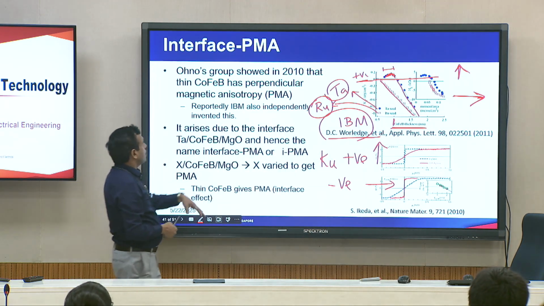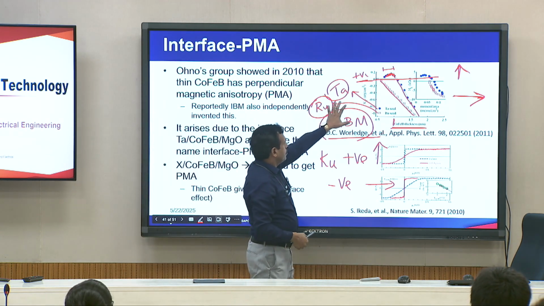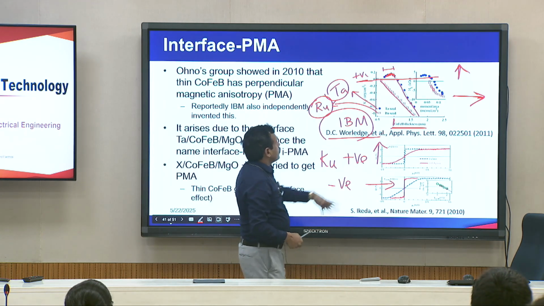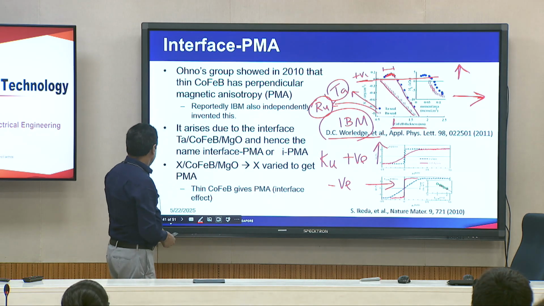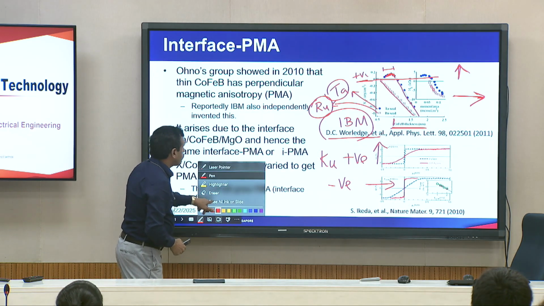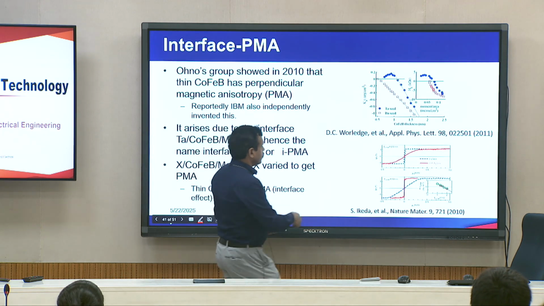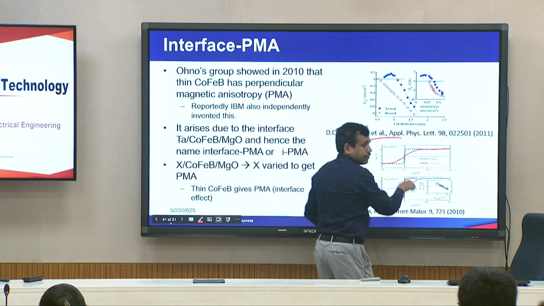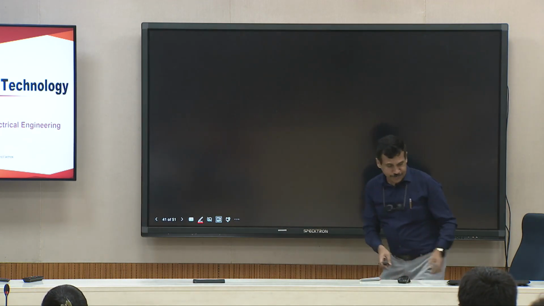Okay, so this is the observation from IBM, and the group of Tohoku also had a similar observation, which I will explain using these graphs. Okay, let me zoom in on the graphs. Okay, these are too small.